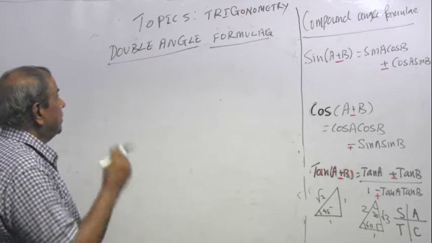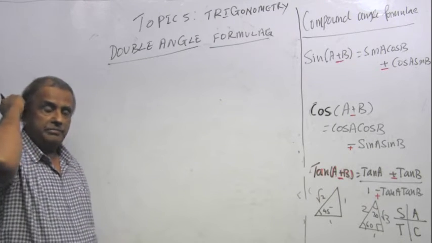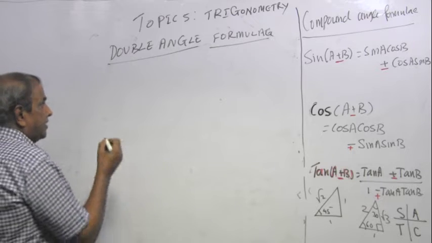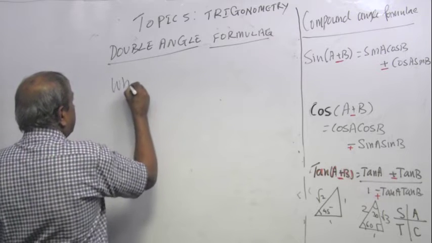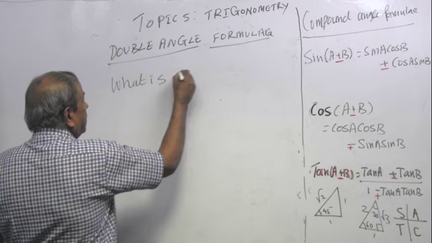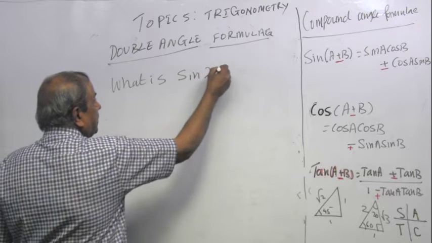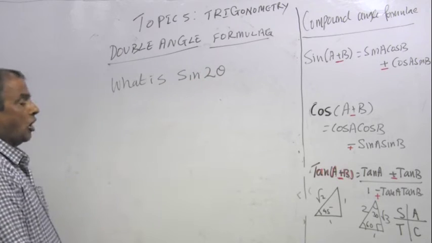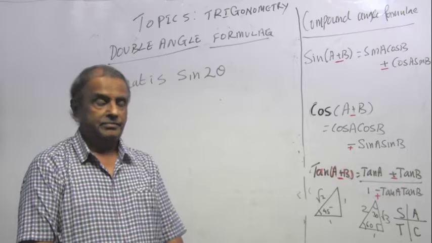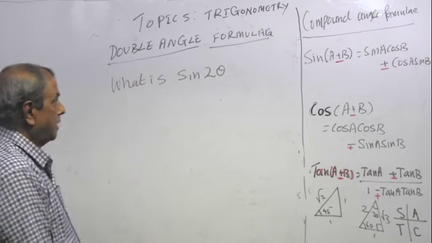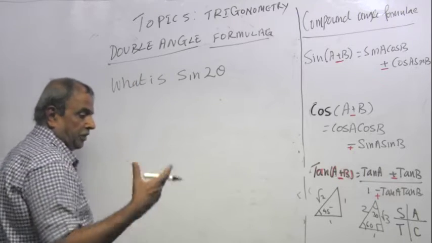Alright? What is this double angle formula? To understand this, what is sine 2 theta or sine 2a? Okay? But we know the formula for sine of a plus b.